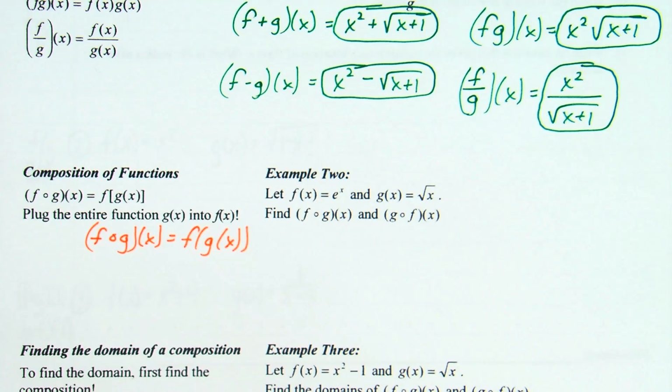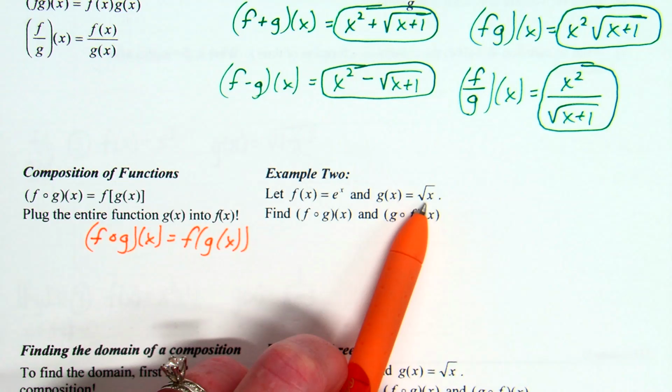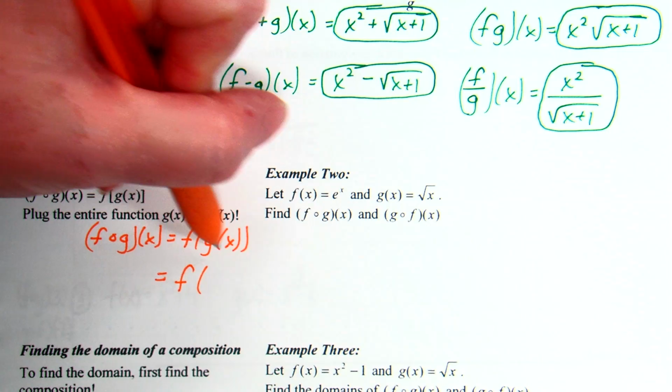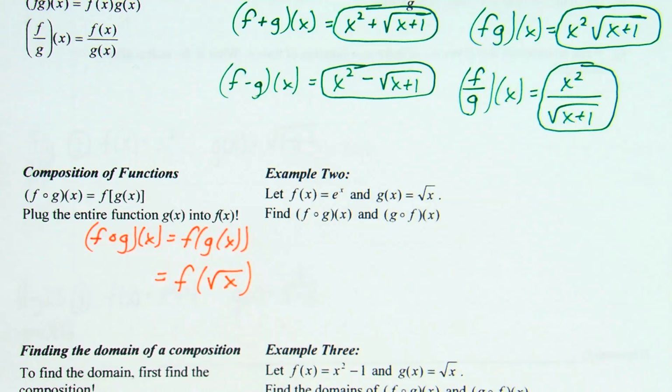I might take a step in between here, though you can jump to the final answer. F of g of x says I'm taking whatever g of x is and plugging it into f. So look over here. F is e to the x. G is the square root of x. I'm going to take g and plug it into f. If you want, you can think about writing it to begin with as f of the square root of x. I don't know if that helps or confuses. But this is saying we take g, which is the square root of x, and plug it into f.